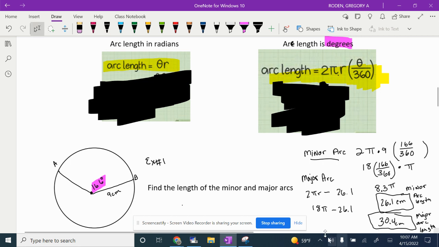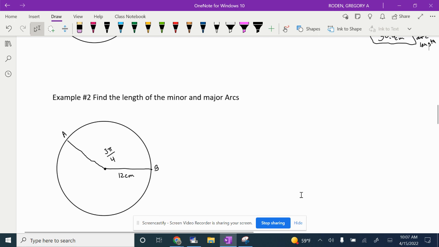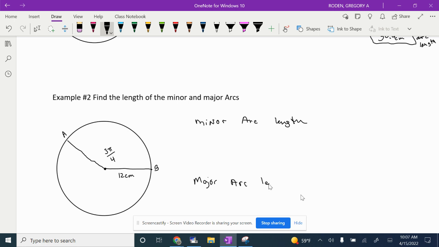All right. Now, your job, let's try example number 2. But now life is good, right, class? Because we are in what? Radians. Okay? So now let's find the minor arc, even though I said we need to find minor arc length. Okay? And then we'll find the major arc length. Now, what is the formula for arc length in radians, guys?